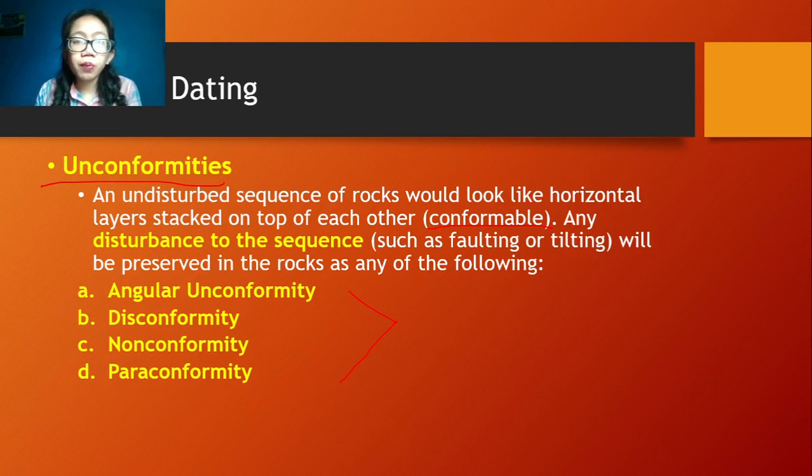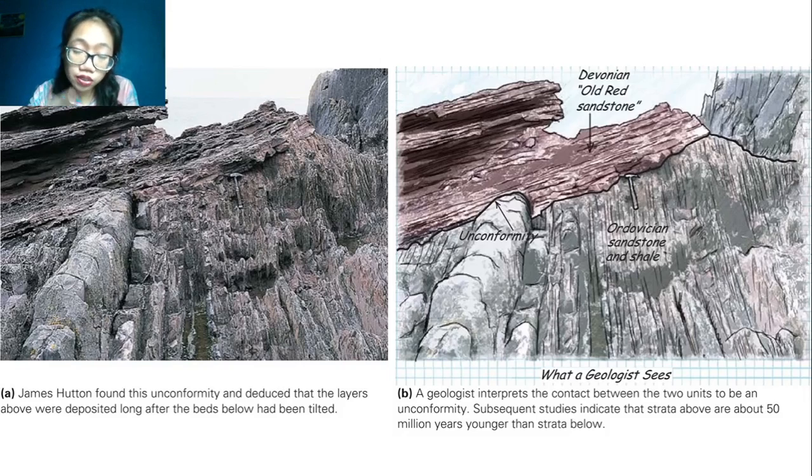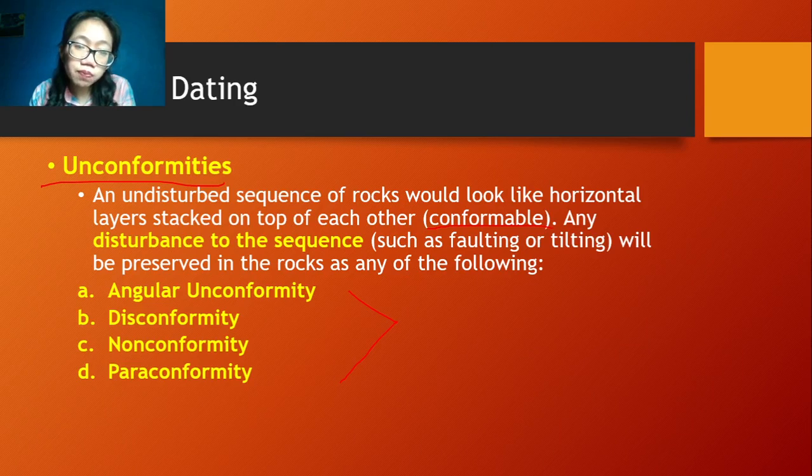Right. So we have discussed conformities. Now we will be discussing unconformities. What you see here is a type of unconformity. The layers are no longer following the horizontal manner in which they were formed, because of certain disturbances. So a disturbance to the sequence, such as faulting or tilting, will be preserved in the rocks as any of the following.